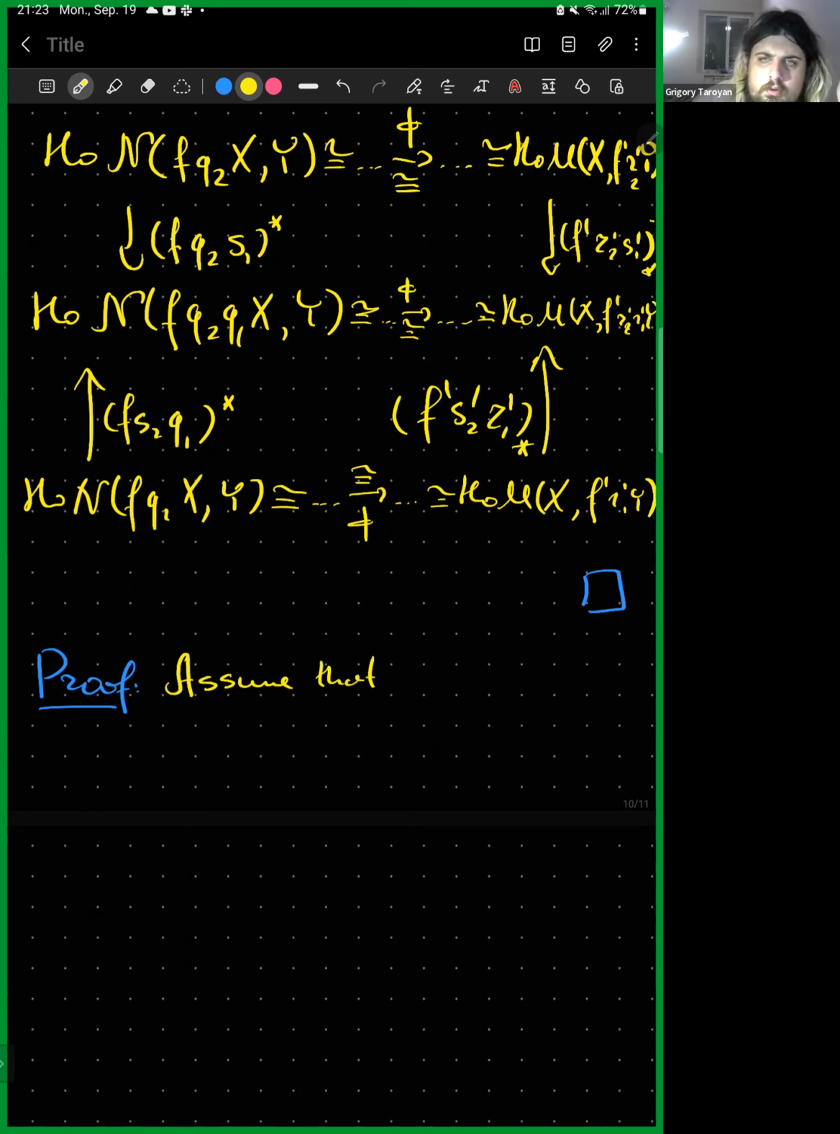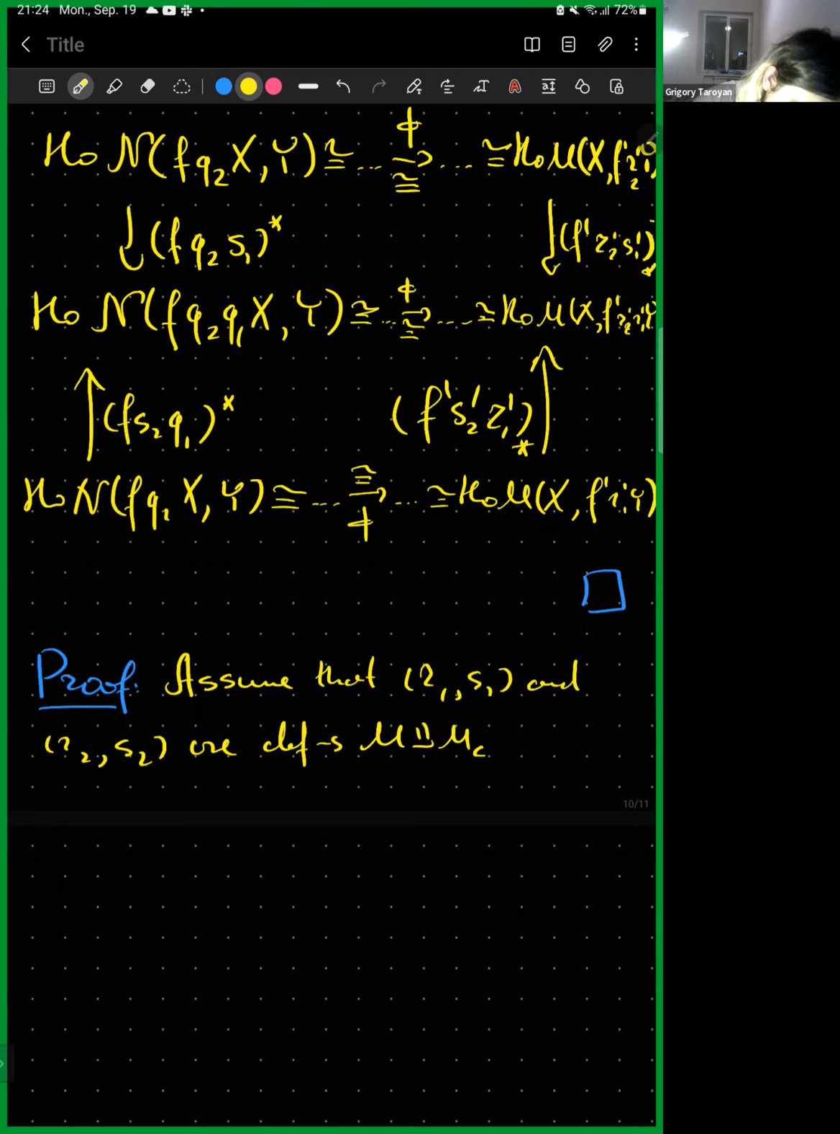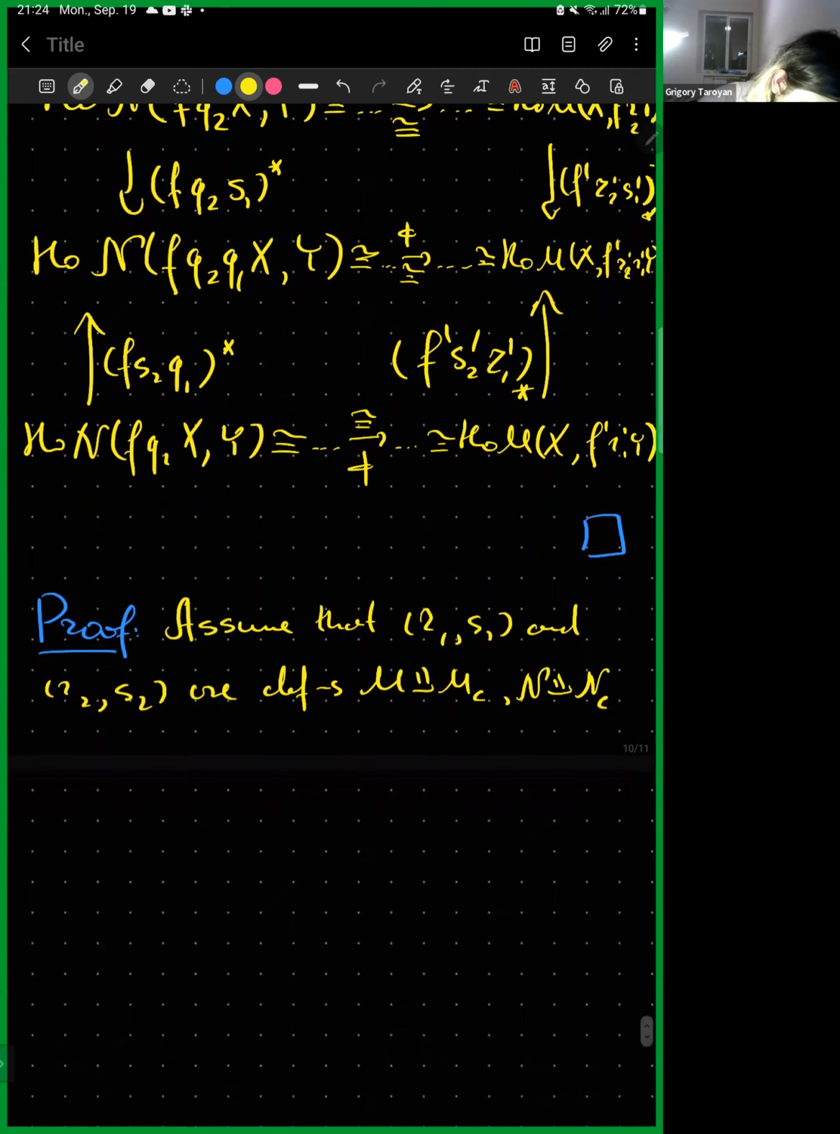Well, yes. So we consider, I'm sorry, not the choice of approximations, but the choice of right and left deformations of M into MC and N into NF. So assume that R1 S1 and R2 S2 are deformations. We have a deformation like this, that's R1 S1, and we have a deformation like this, that's R2 S2.